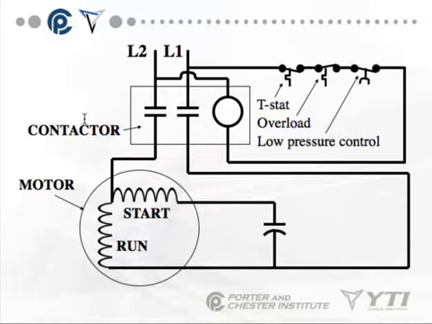Okay, this is an example of how one's put in here. You have your T-stat, you have an overload, and you have your low pressure control. This is as a safety device.